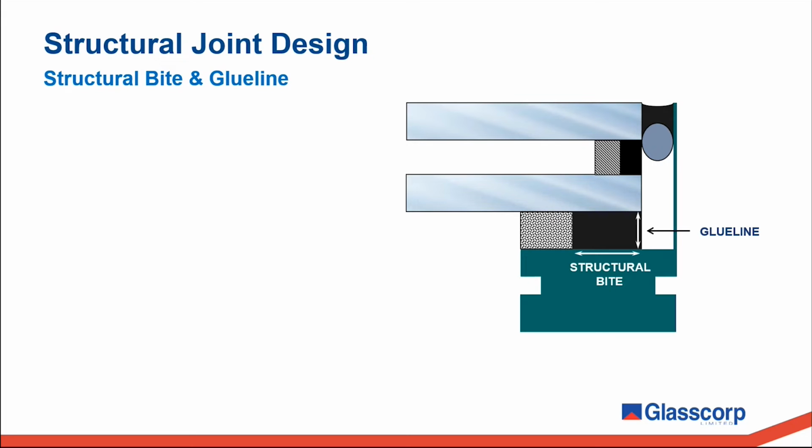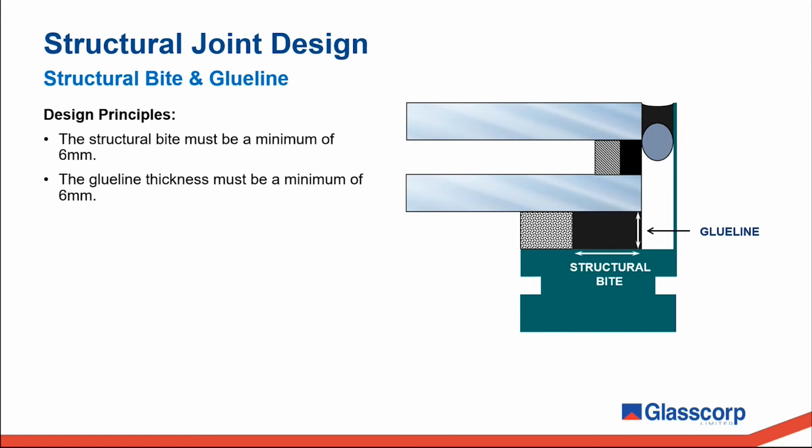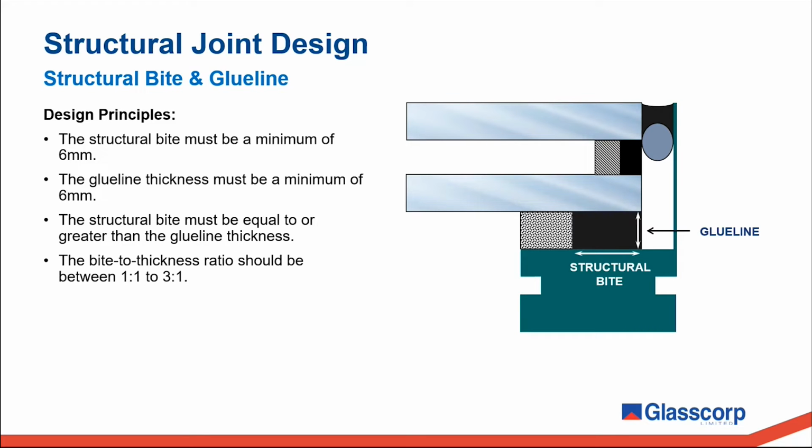Now that we're familiar with the structural bite and the glue line, I'll briefly run through some essential design principles that must be followed when designing a structural joint. Both the structural bite and the glue line thickness must be at least 6mm. The structural bite must be equal to or greater than the glue line thickness. The bite to thickness ratio should be between 1:1 to 3:1.